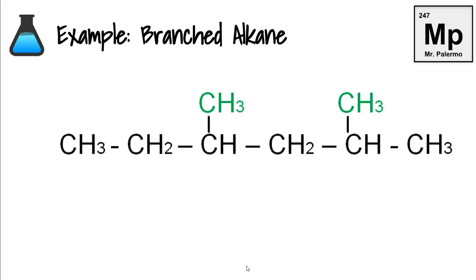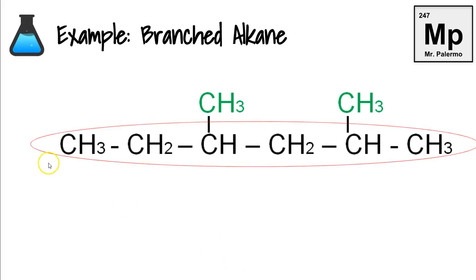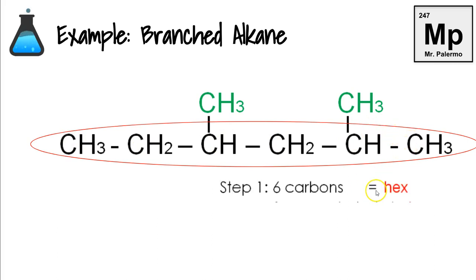Let's look at another example. The first step, I want to figure out how many carbons do I have in my parent chain. So my longest string of carbons is going to be straight across here, which is 1, 2, 3, 4, 5, 6. 6 is hex. Since these are single bonds, it's going to be hexane. That's my parent name or my last name.